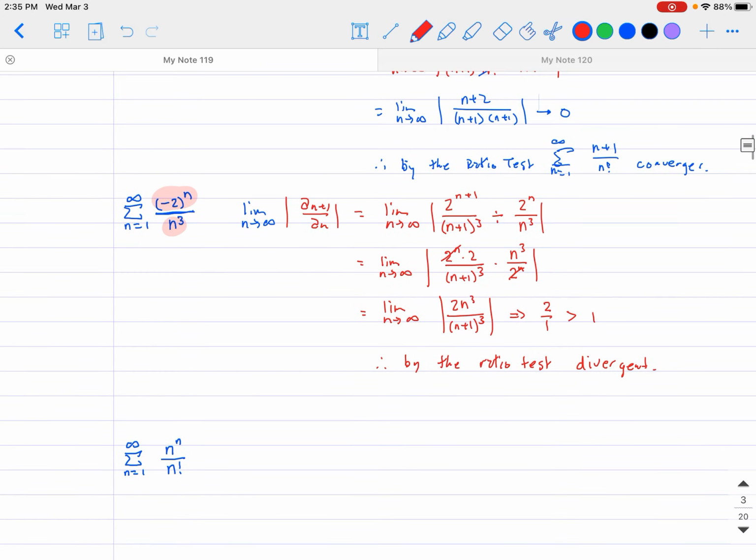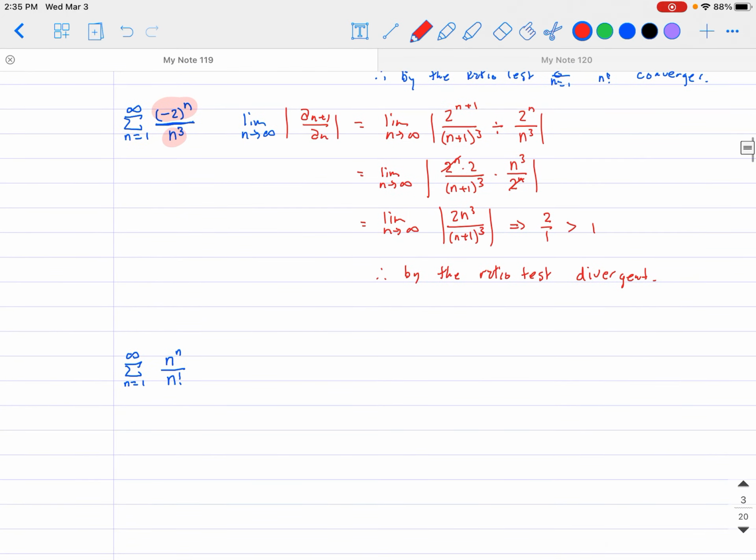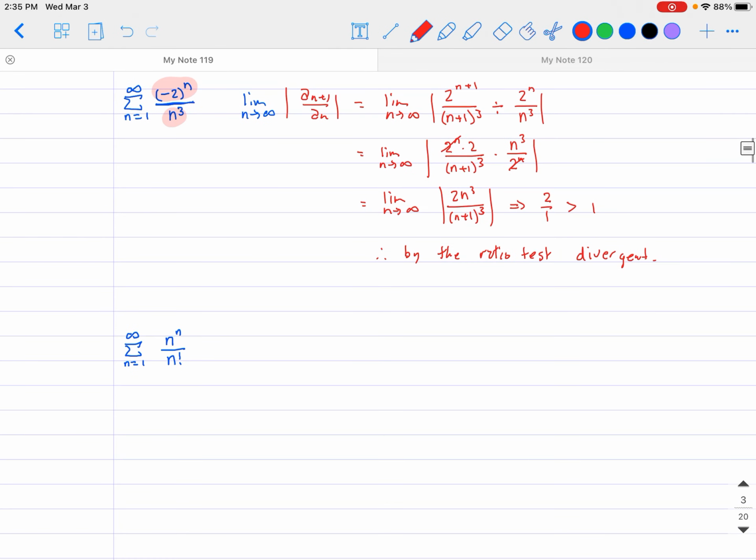Okay, all right, so now here's the last example right here, and this one's a pretty unique one, actually. Again, this is not something that I can integrate or apply any of the other tests to, so we're just going to literally have to apply the ratio test. So limit as n approaches infinity of the next term divided by the current term. So n plus 1 raised to the n plus 1 divided by n plus 1 factorial, all that divided by n to the n divided by n factorial.